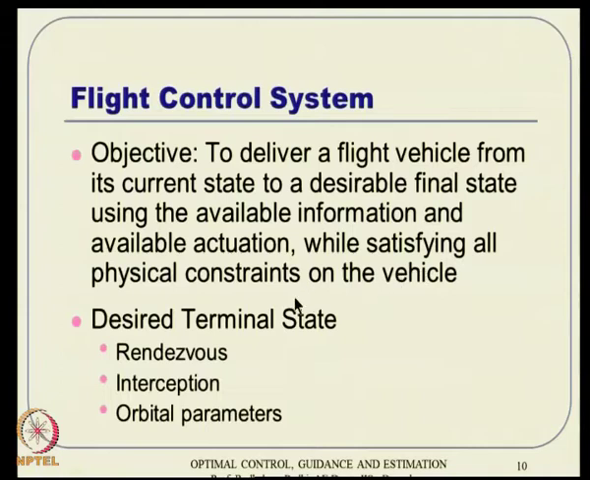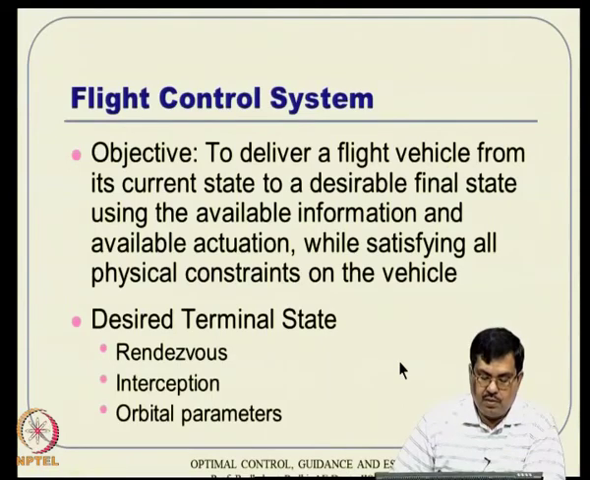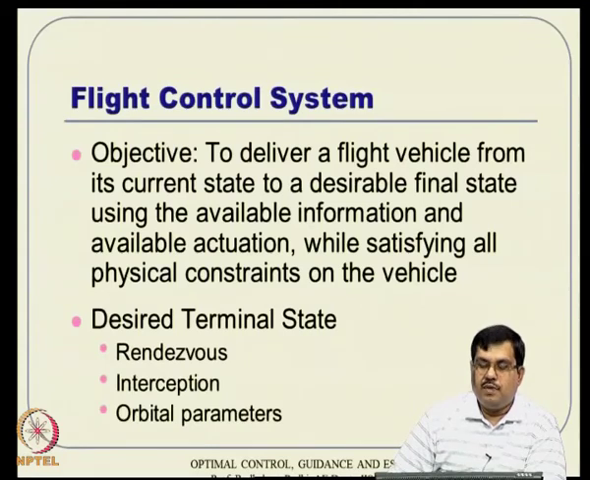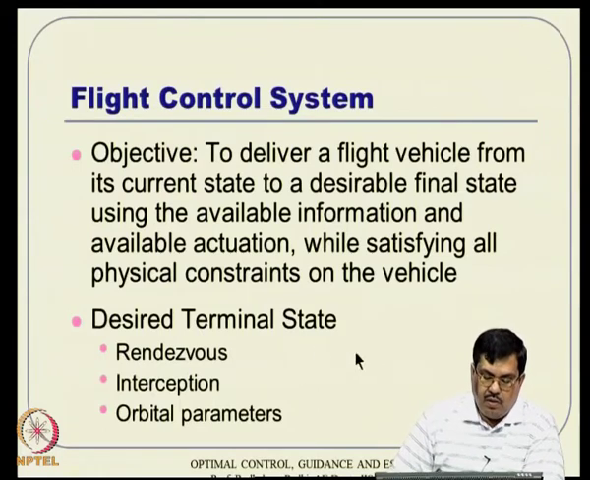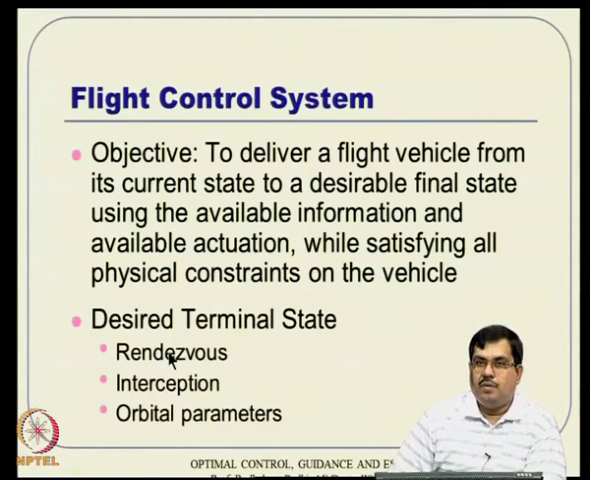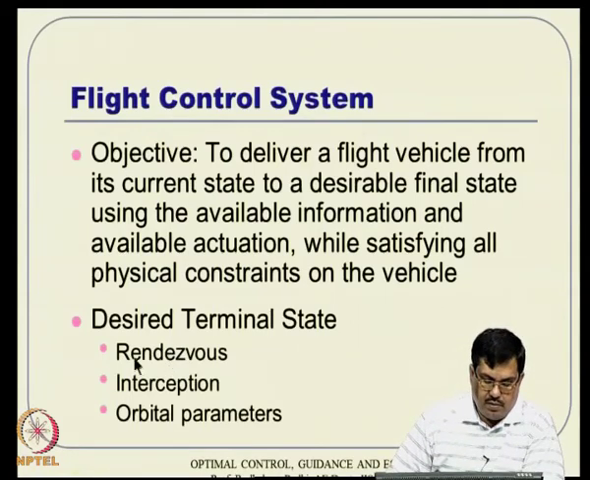Then, what are the desired terminal states? There can be several applications in different ways. One can be simply rendezvous problems, where things simply come and join together and continue to go together. That means, in position sense they will be very close to each other, but in velocity sense there is no relative velocity between them. So, they continue to coexist. Very good applications are, for example, aerial refueling, formation flying control and things like that.